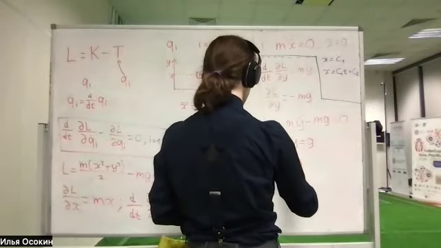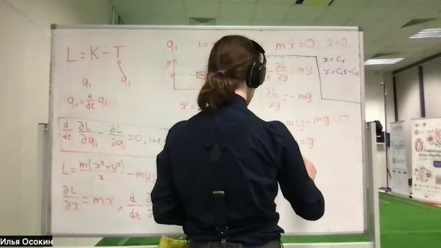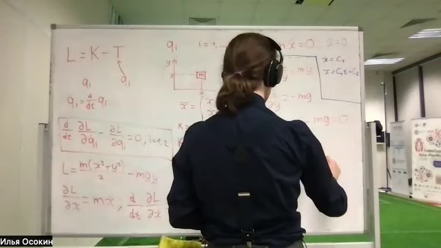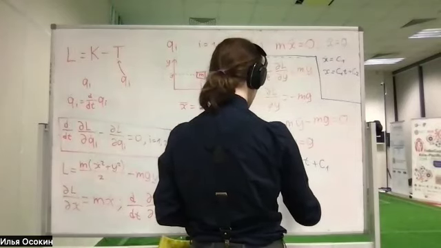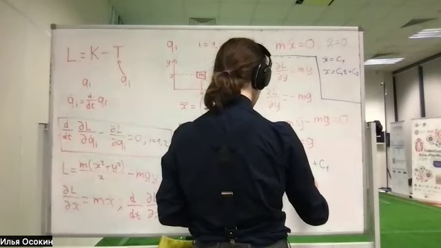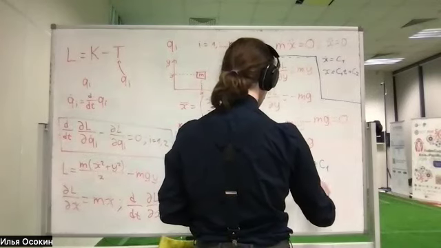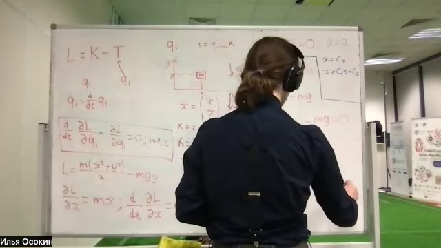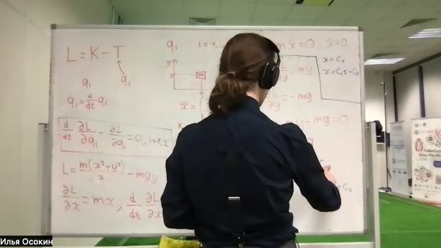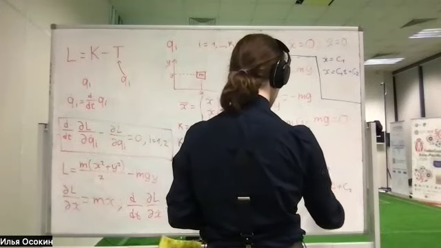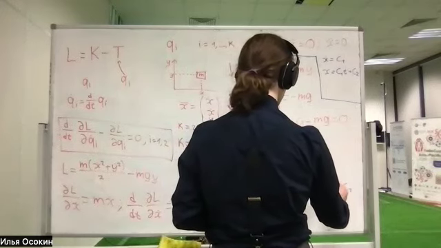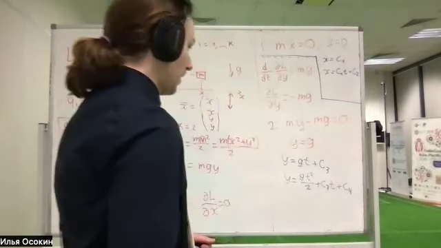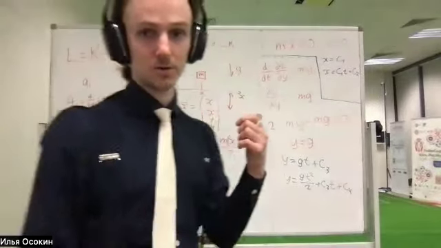And with this one, we're going to have a pretty similar thing here. We're going to have y dot is equal to g times t plus a constant, and y will be equal to g times t square over 2 plus constant 1 times t plus constant 2, or it's better to call them constant 3. Let me do it properly. So c3 and c4.